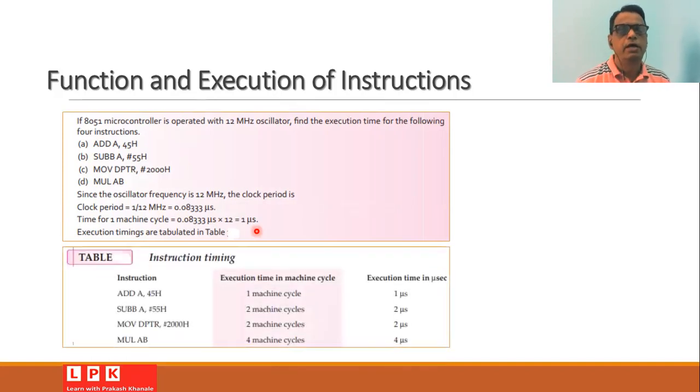Therefore, we can compute the execution time for the ADD instruction, which requires one machine cycle, so it will be 1 microsecond. The subtract instruction requires 2 machine cycles, so the execution time will be 2 microseconds. Instructions such as MOV DPTR, #2000H require 2 machine cycles, so the execution time will be 2 microseconds. Instructions such as multiplication of A and B require 4 machine cycles, so the execution time will be about 4 microseconds.